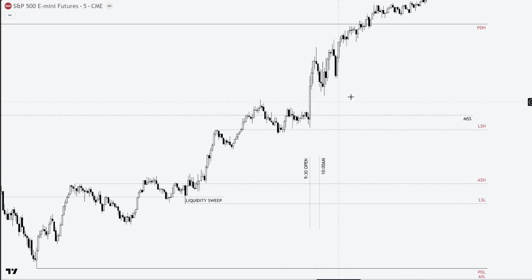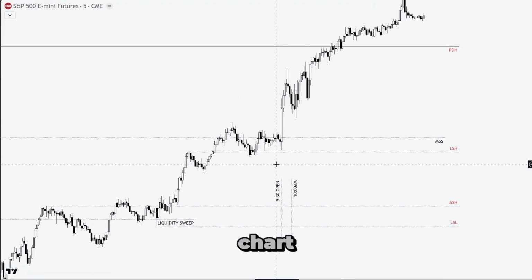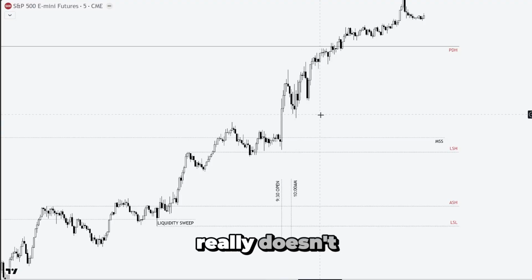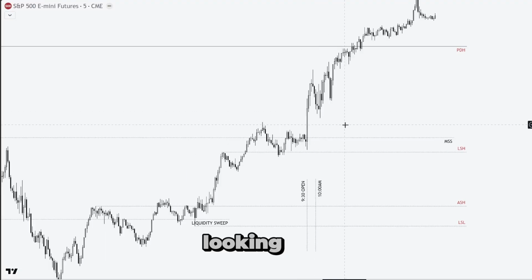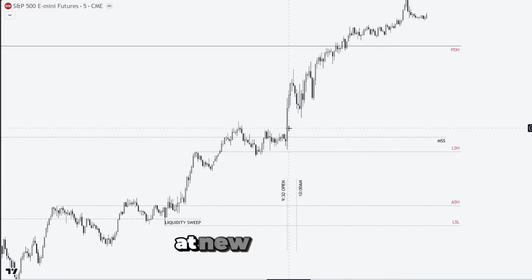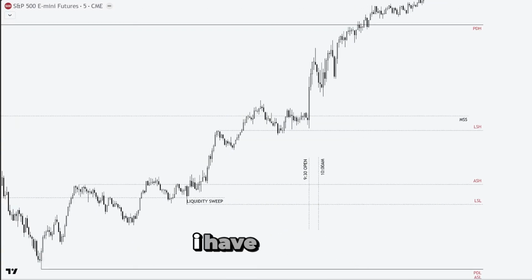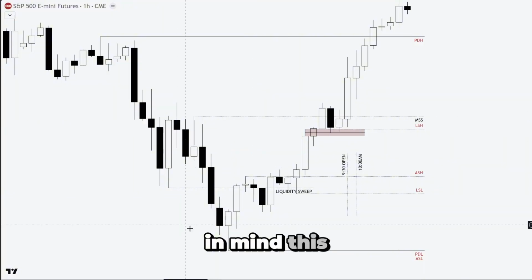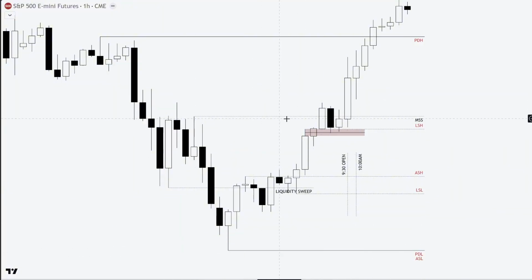So if I'm looking at this 5-minute chart, New York open, I'm looking for something to get into this trade, and it just really doesn't give it to me. Not if I'm looking at it based on the action at New York Open. I have to have this hourly framework in mind. This hourly chart right here is just as much a model to enter on as the 5-minute is at New York.